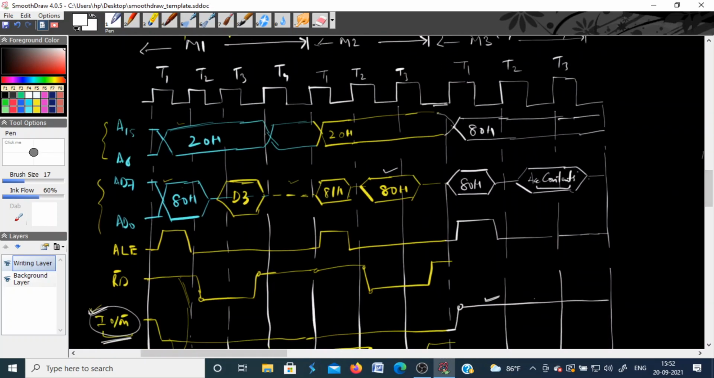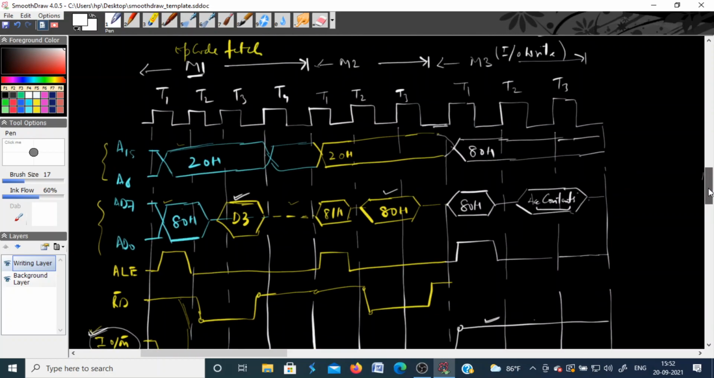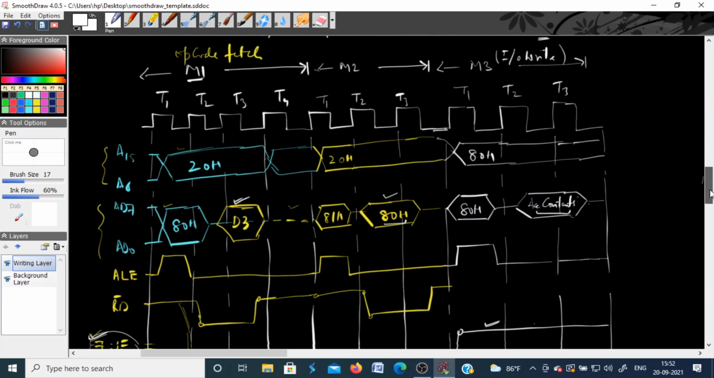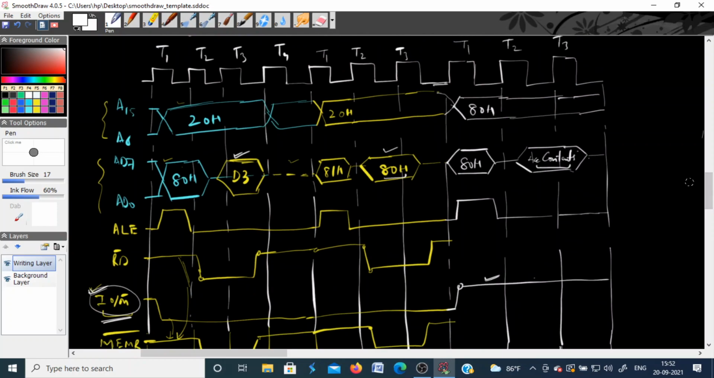During the first machine cycle M1, which is the opcode fetch cycle, the opcode, which is D3, is fetched by this processor and decoded. Once it gets decoded, the processor comes to know that it is a data transfer instruction and a 2-byte instruction. In the next machine cycle, which is a memory read cycle, the next byte, which is the port address, is taken inside the processor. In the third machine cycle, which is an input output write operation, the contents of the accumulator are displayed on the output port identified by this address.